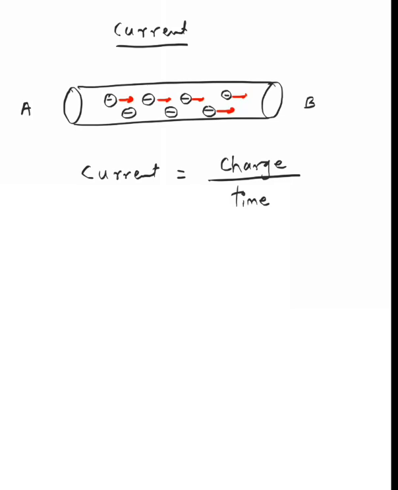Now the symbol for current is what? I. Charge is Q and the time is T. Earlier you had very student friendly symbols. You used to have M for mass, V for velocity, A for acceleration, F for force, all of them mostly initials. But now the symbols are a little different. For current they're using I, for charge they're using Q, and for time it is simply T.